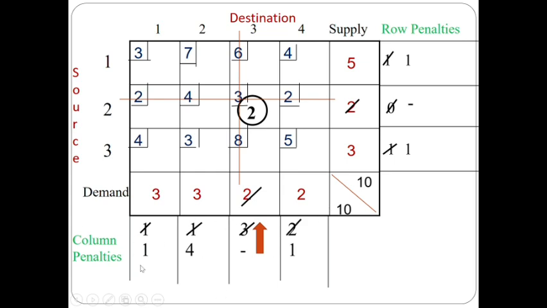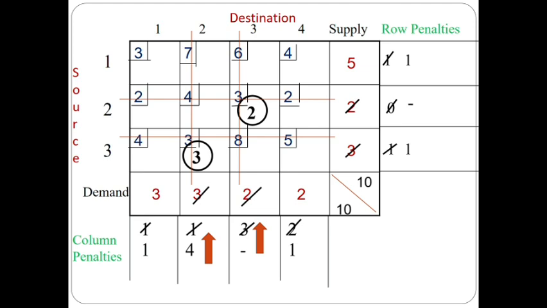So after calculating this second set of row penalties and column penalties, we have to choose the highest among these penalties, right? The highest among these penalties is 4. So we have to choose that particular column and in that column, we have to choose the least cost. The least cost among these two is 3. So we have to allocate as much as possible here. So we can allocate 3 units. So the remaining supply is 0 and demand is also 0. So we can just cross out both row and column.